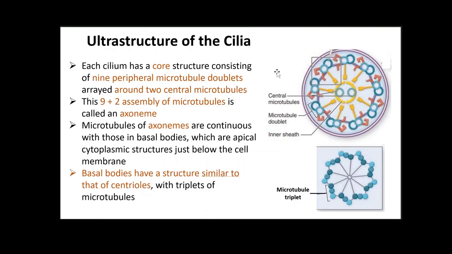The axoneme, the structure of those beams making the cilia, is attached to another structure, the basal body that we mentioned, also made of microtubules, but these are in triplets. So you're almost anchoring a pipe or a tube into another tube. These are the microtubules from the cilia attached to a microtubule structure inside the cytoplasm.